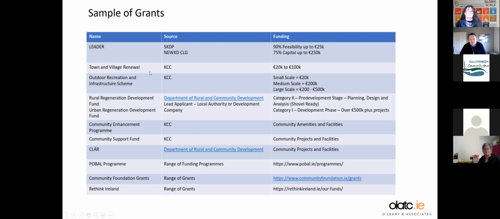Town and Village Renewal Scheme is, so a lot of these funds are managed and administered through the local authority, Kerry County Council in this case. It's Town and Village Renewal Funding. Again, a lot of rural communities would benefit from this a lot. Again, that's funds of between 20,000 and 100,000 euros. Outdoor Recreation Infrastructure Scheme, again, Kerry County Council manage that locally. Again, small scale projects up to 20,000 euros, medium scale projects up to 200,000 euros, large scale projects between 200 and 500,000 euros. All the funding that goes towards greenways and that sort of infrastructural projects come out of the scheme.